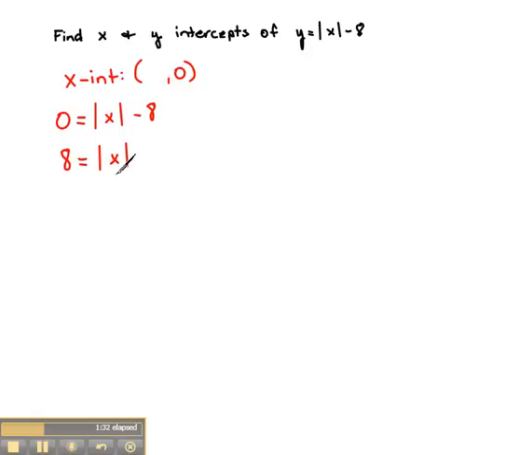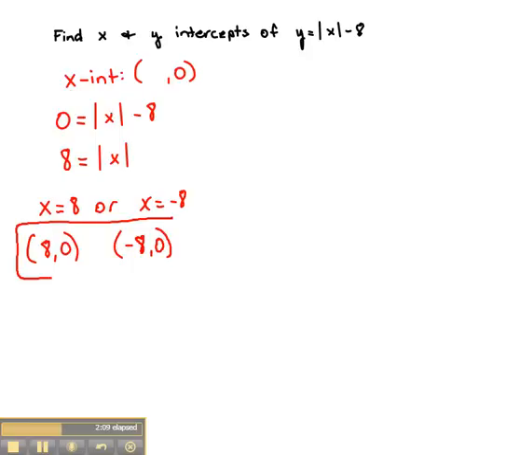Now what this says is, when I figure out the distance from 0 of some number, that is 8 units. Well, the number 8 is 8 units away from 0, so x could be 8. Or negative 8 is also 8 units away from 0, so x could also be negative 8. That gives us 2 x-intercepts. The first intercept would be the point (8, 0), and the second x-intercept would be the point (-8, 0). Those are both x-intercepts.